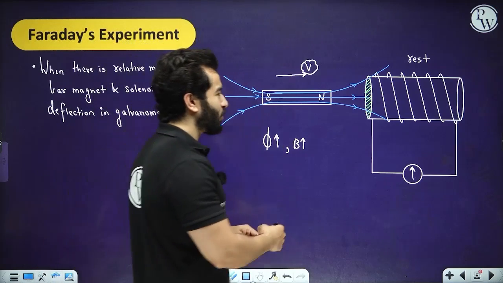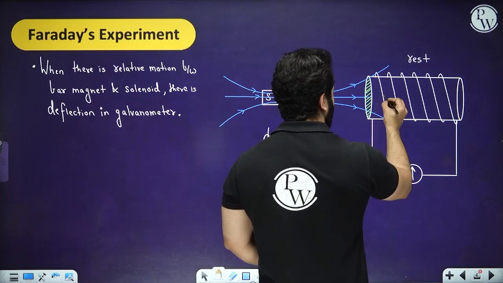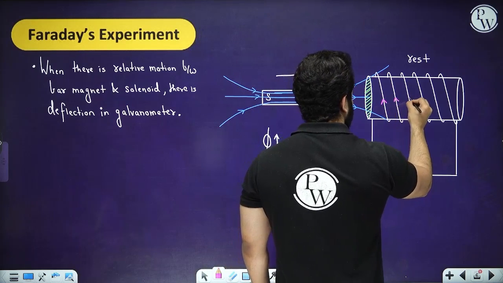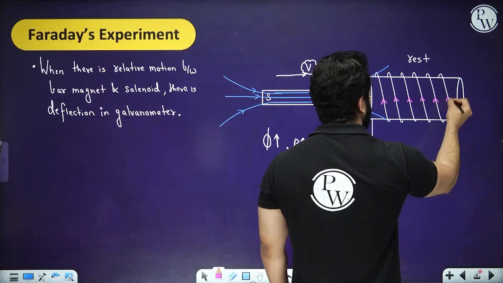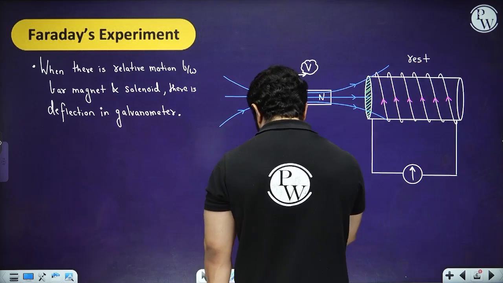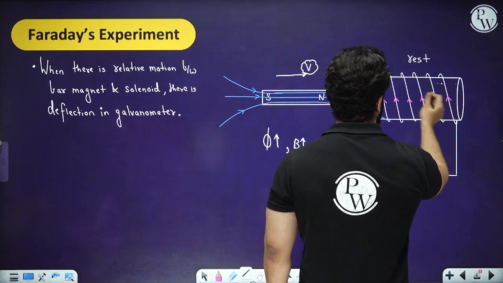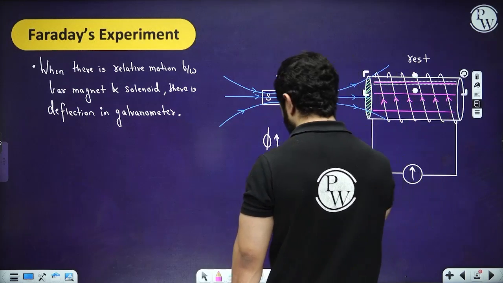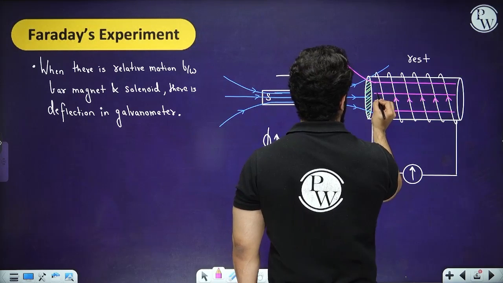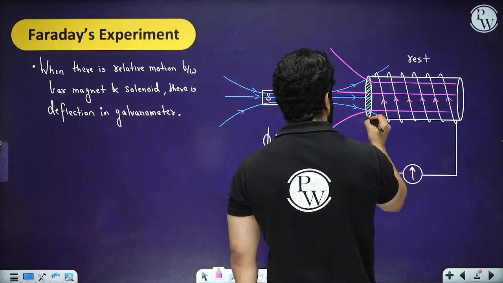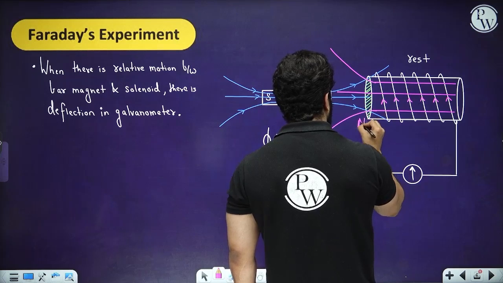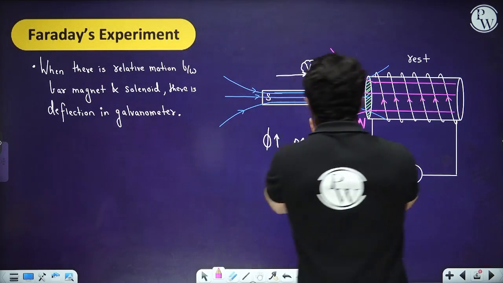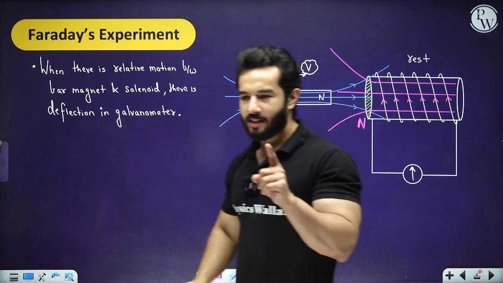So it will try to flow in such a direction that there will be a north pole. Because of this induced current, this solenoid will also create its own magnetic field, something like this. Right? And on this side, there will be a north pole appearing because of the induced current, which will try to oppose this bar magnet. Alright, are you getting it?